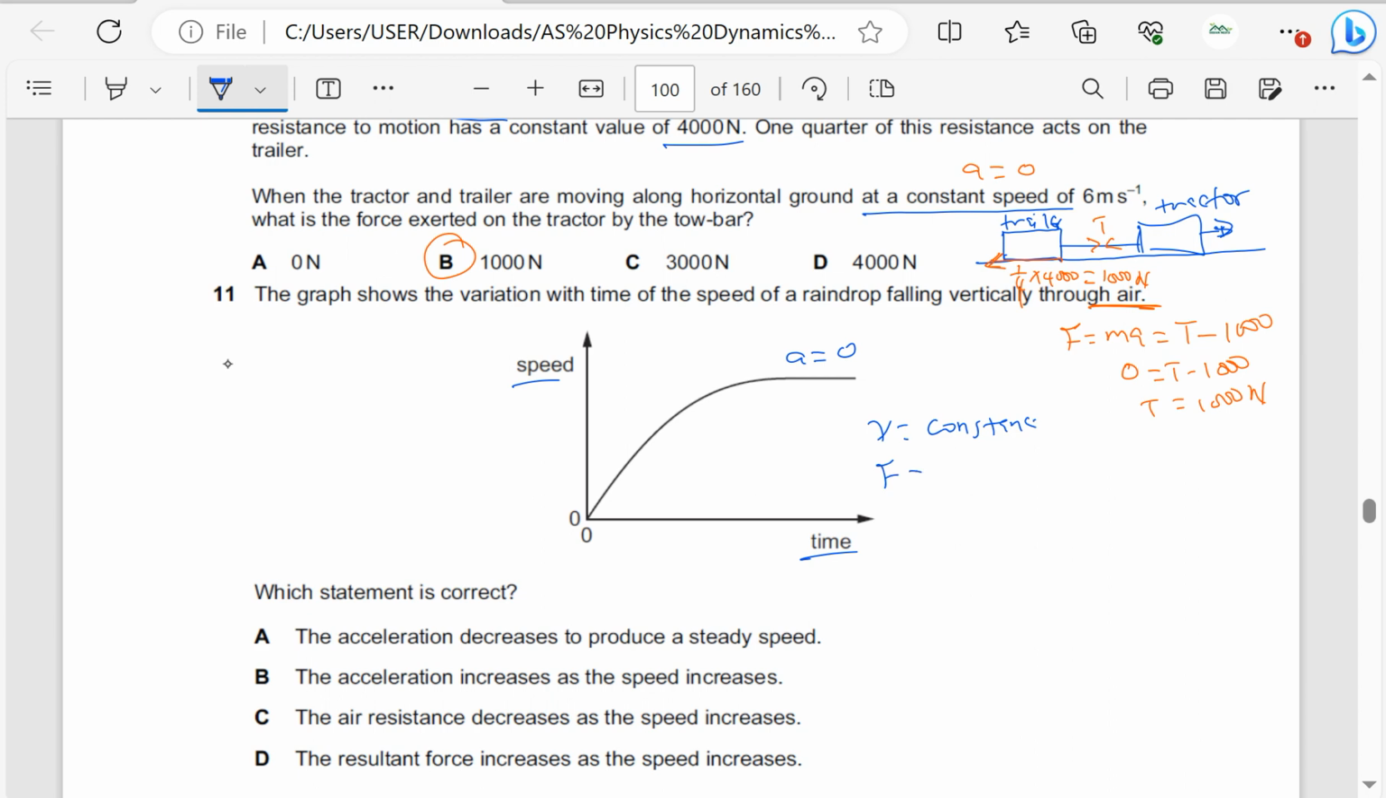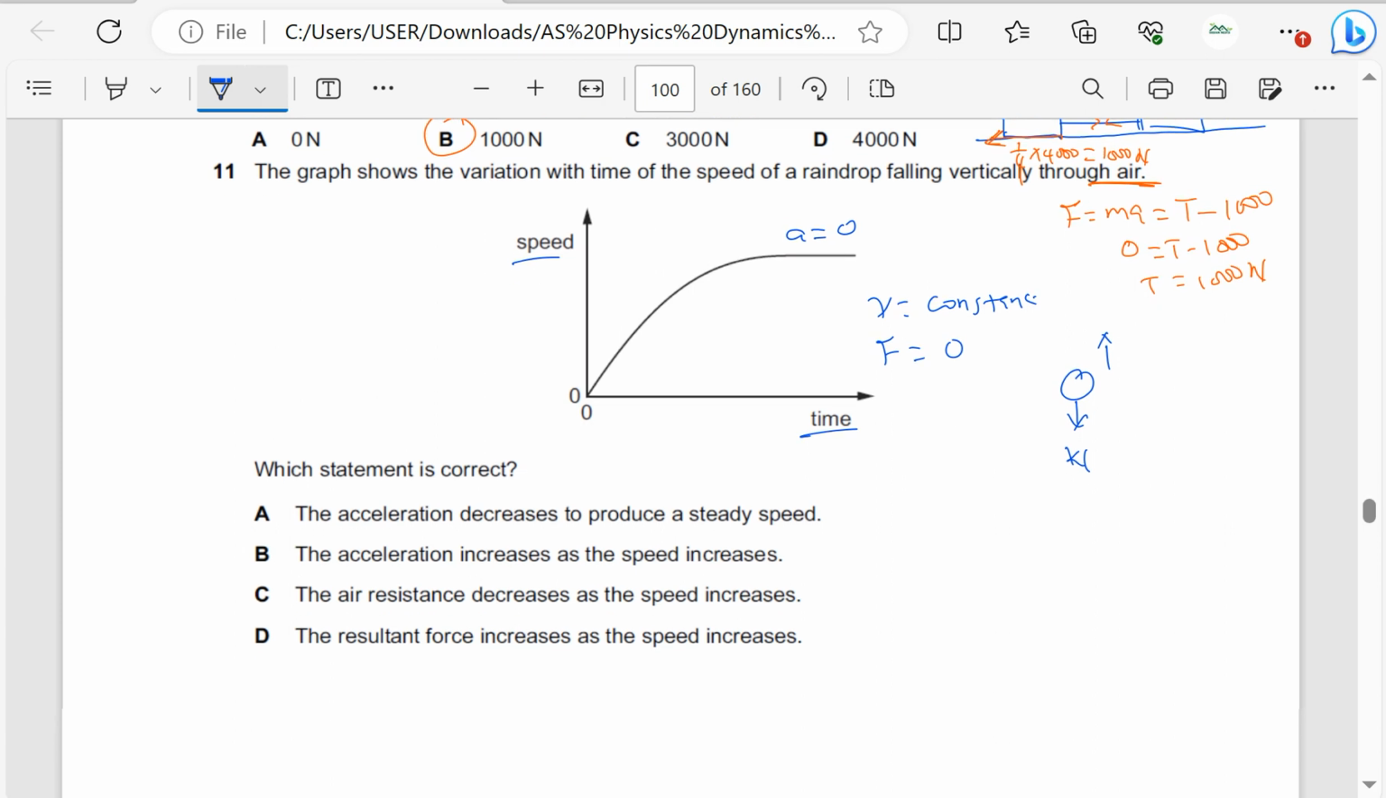The resultant force F is 0. That means if the body is falling, if a raindrop is falling in air, its weight must be equal to the drag force in the opposite direction plus the upthrust if the upthrust is there. So let's check the options.